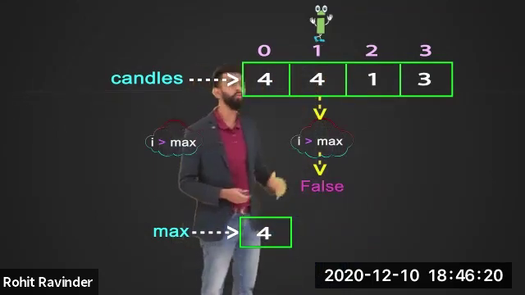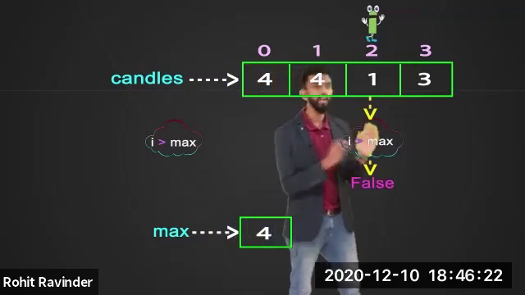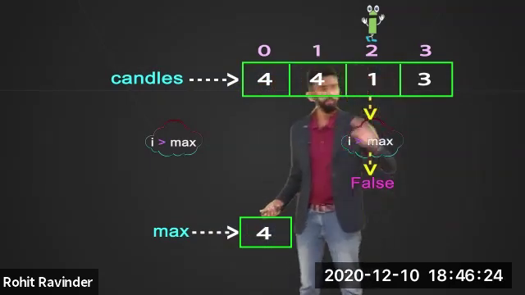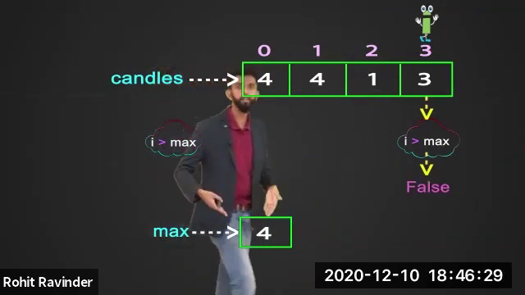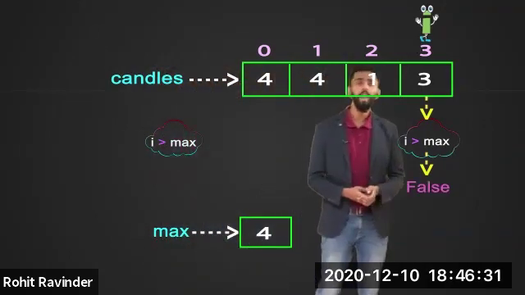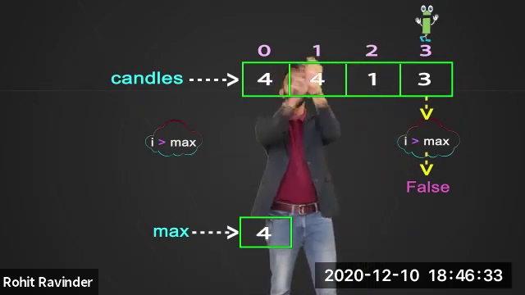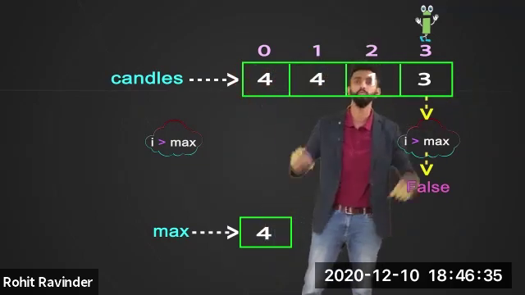I will move forward. Next, again, I will check. Is I greater than max? False. Nothing I will do. I will move forward. Is I greater than max? No. No means ultimately this is my maximum value. And this logic will work for any combination of values, any length of values.